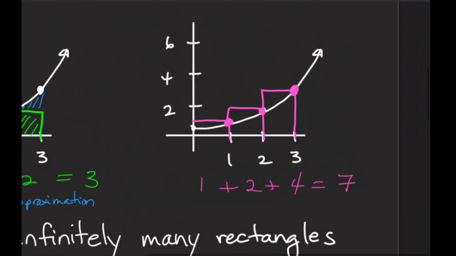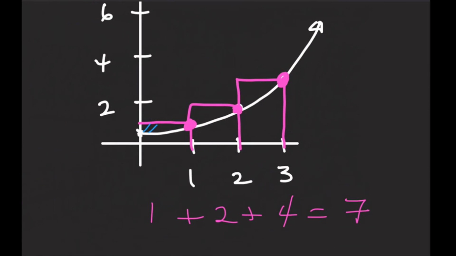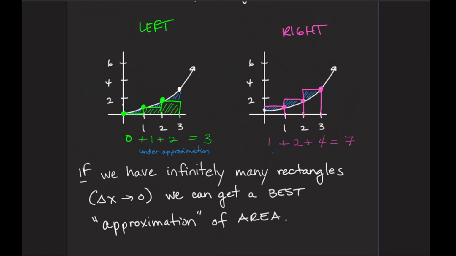And if we zoom in on this one, we see we've got some bits of area we've calculated that are over the curve. So using the right end gives us an over approximation.